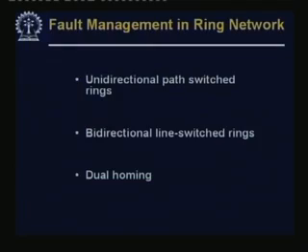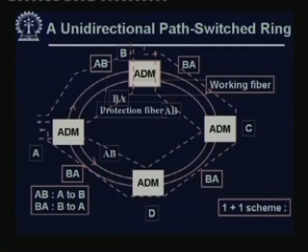We will look at two different cases: unidirectional path switched rings and bidirectional line switched rings. So, UPSR and BLSR. This is a diagram for UPSR. We have AB meaning A to B, and BA meaning B to A. First of all, you see that we have these two rings.